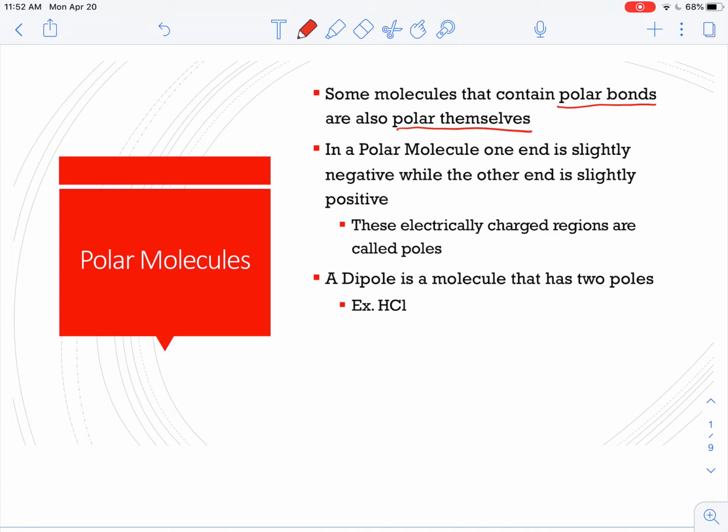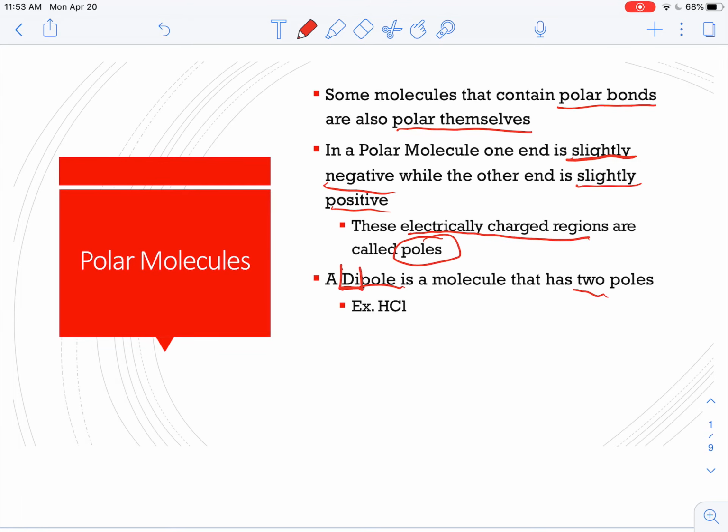So what this means is in these particular types of molecules, one end is going to be slightly negative, while the opposite end is going to be slightly positive. Just as we had this positive and negative end of a bond, we're now applying it to the entire molecule as well. These electrically charged regions, in this case either slightly negative or slightly positive, we're going to call our poles. So a dipole is going to be a molecule where we have just two poles. Again, that prefix di just represents two. We're going to have two poles in the dipole.